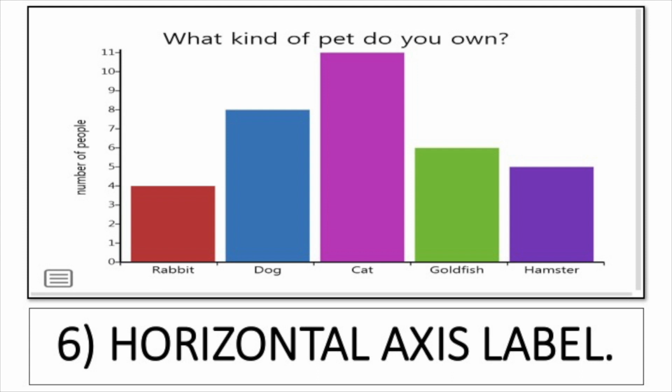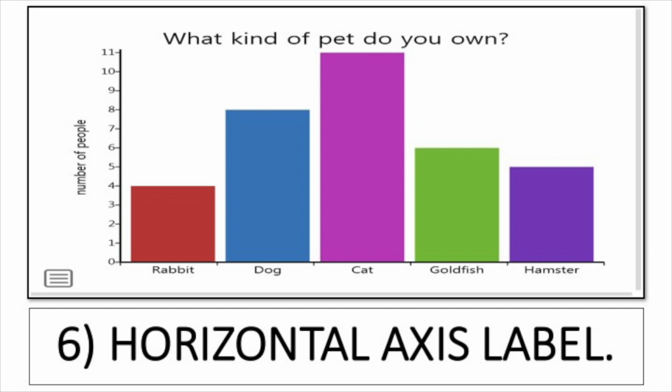Now, what are the labels on our horizontal axis here? Rabbit, dog, cat, goldfish, hamster. The horizontal axis labels are the different pets. So what we can do is we can read across to each pet and we can see how much each one is. How many people own a cat? 11.